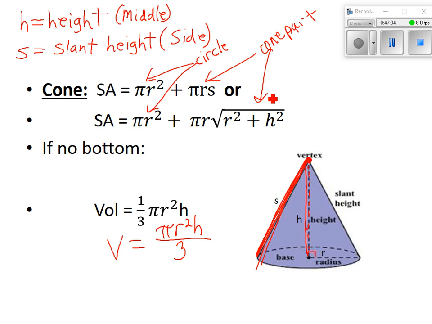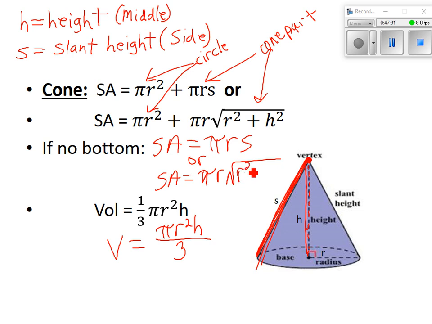So if we don't have a bottom on a cone, a lot of times a cone doesn't have a bottom, an ice cream cone doesn't have the round part on it, right? Because you want to put the ice cream inside of it. So what would the formula there be? Pi r s. Pi times radius times slant height. Or pi r times the square root of r squared plus h squared. Now, Luke was throwing a fit when he saw this formula, because it is a crazy formula.